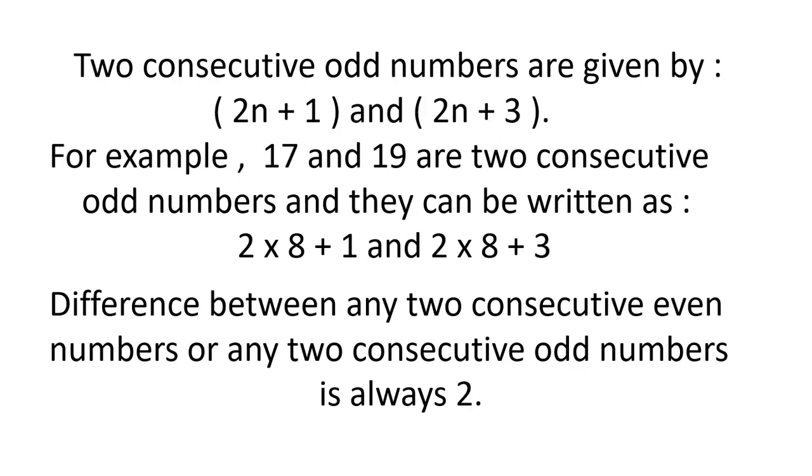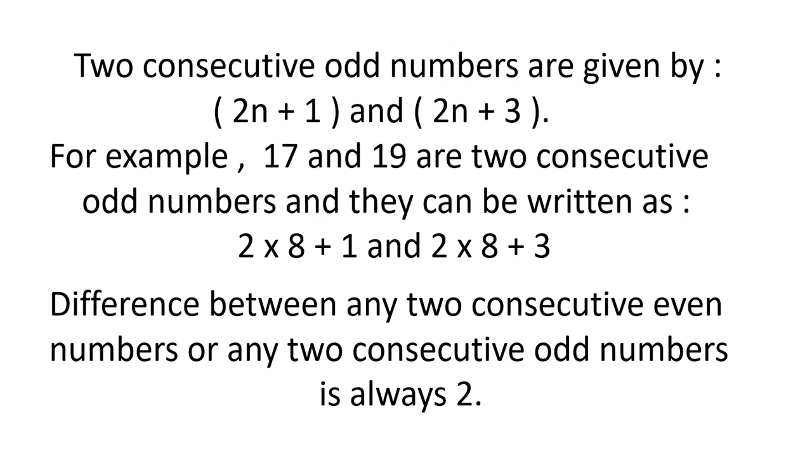Two consecutive odd numbers are given by 2n plus 1 and 2n plus 3. For example, 17 and 19 are two consecutive odd numbers and they can be written as 2 into 8 plus 1. So 2 into 8 is 16 plus 1, 17, and 2 into 8, 16 plus 3, 19. So 19 can be expressed as 2 into 8 plus 3, and 17 is written as 2 into 8 plus 1. Here again n is 8.